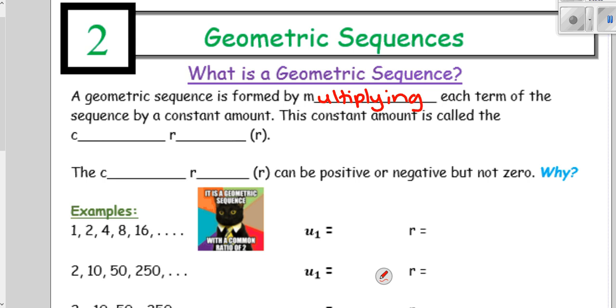Good, yep, common ratio. It's good just to get used to the terminology because they will ask for this kind of stuff in the tests. In the exams, they'll use the words common ratio and R. So you've already realised what that one was. The common ratio, R, can be positive or negative, but not 0.